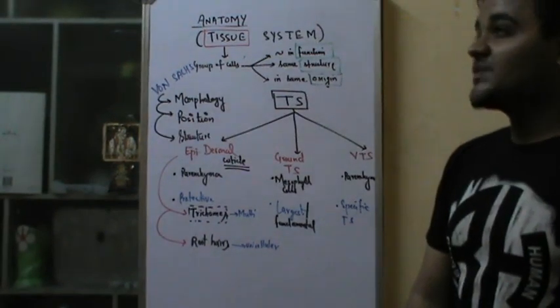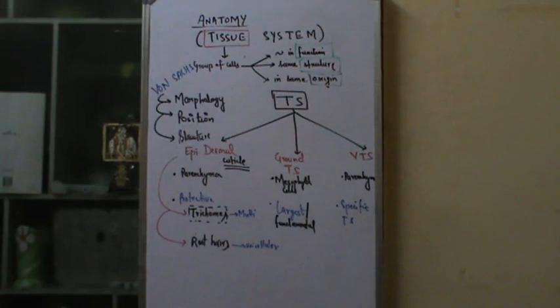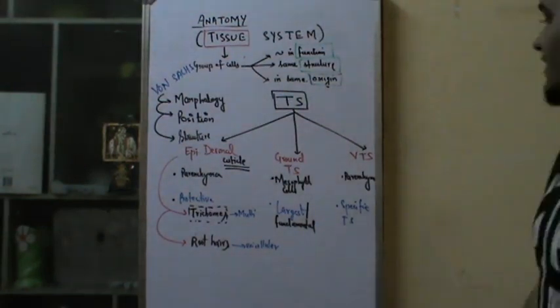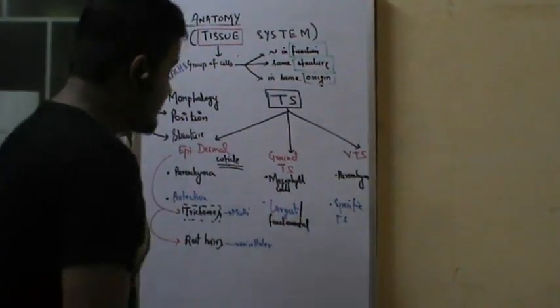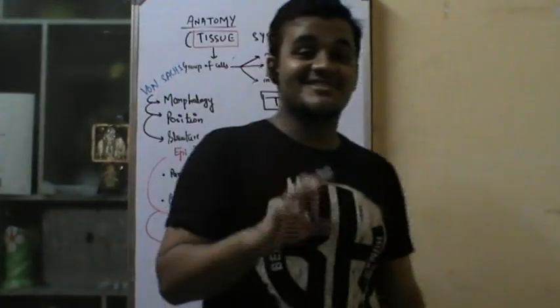Hamesha yaad rakhoge ek cheez aur, the ground tissue system is something which is made up of mesophyll cells and again it is a fundamental tissue. Okay, bas ye kuch points hai jo tumhe yaad rakhne hain. Other than this, vascular tissue system kyun apan bolte hain, it is specific because it is also called as specific tissue system. I call it as complex tissue system taki mujhe yaad rahe.